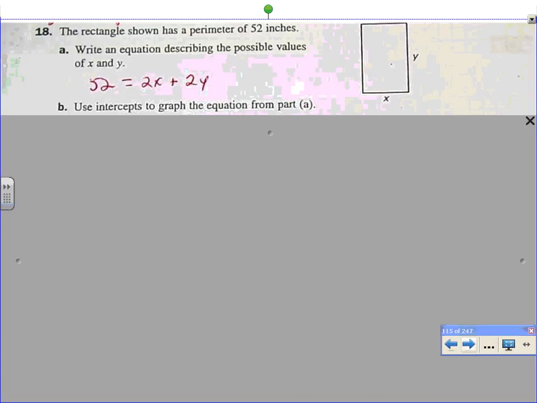So you should have remembered perimeters and you add all the sides together. You know this is x, that's x, this is y, that's y. So x plus y plus x plus y. That's 2x plus 2y equals 7. So what are my x and y intercepts?